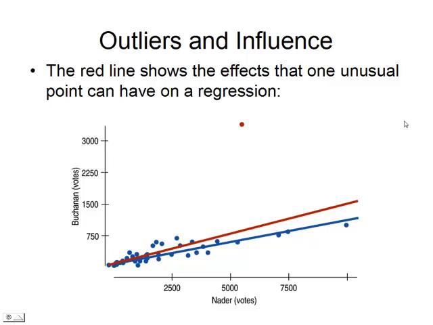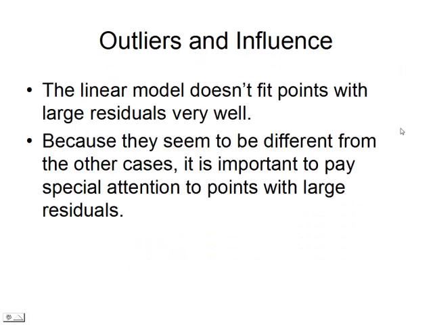The red line shows the effects that one unusual point can have on the regression. If we include this point, you see that the red line has a steeper slope than the blue line. The blue line does not include this point. So the slope of the line has changed dramatically because of this one point. This point would be called an influential point. The linear model doesn't fit points with large residuals very well. Because they seem to be different from other cases, it is important to pay special attention to points with large residuals.